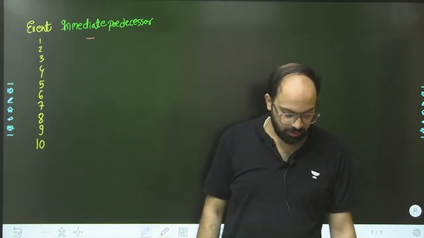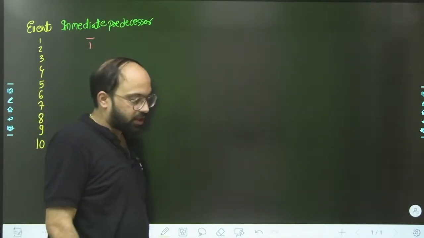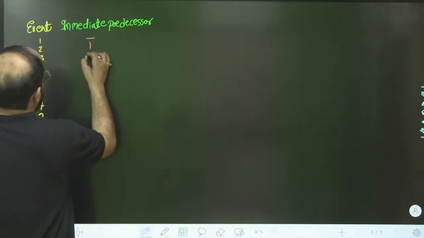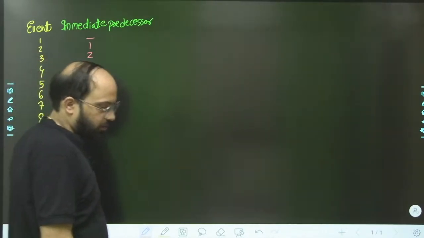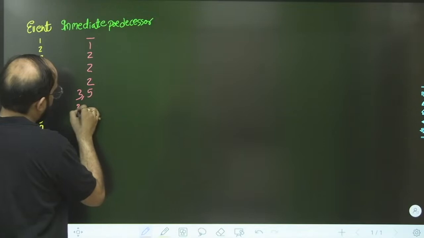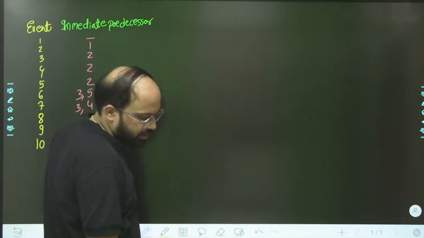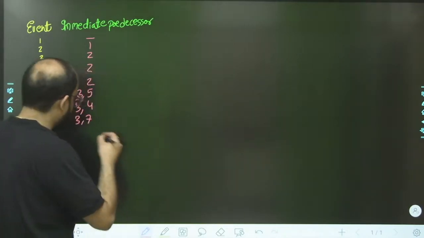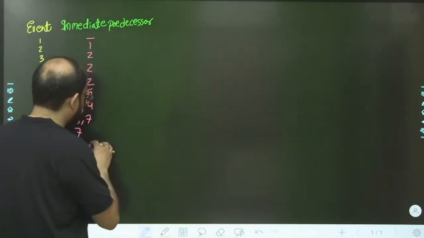Now what about the second? The second will have one predecessor, that is event 1. Events 3, 4, 5 will have a common predecessor, 2. For 6 we have 3 and 5, for 7 we have 3 and 4, and for 8 we have 3 and 7. For 9 we have 7, and 10 has predecessors 3, 6, 8 and 9.